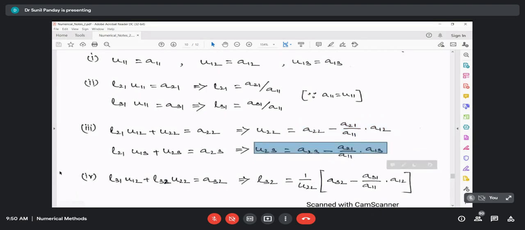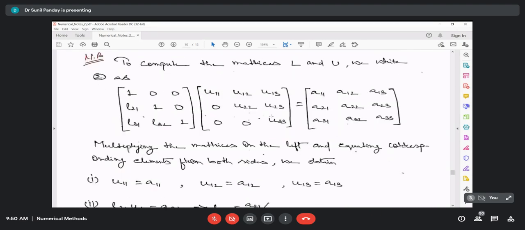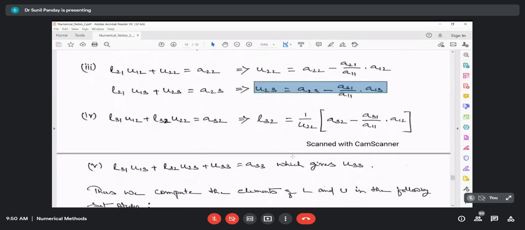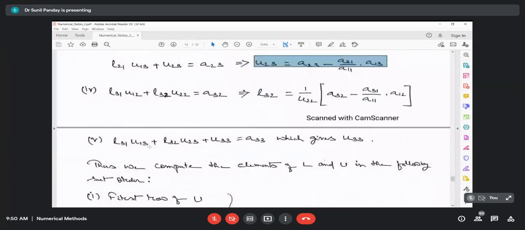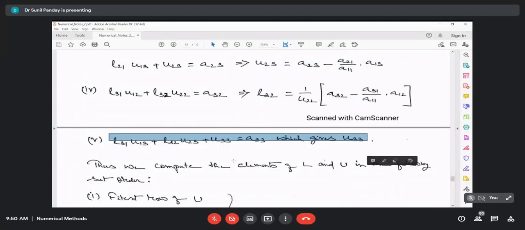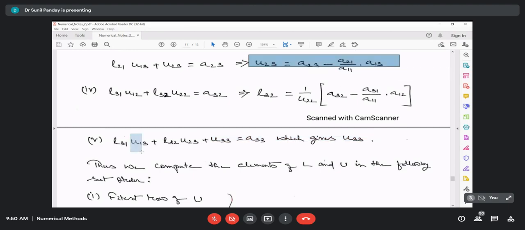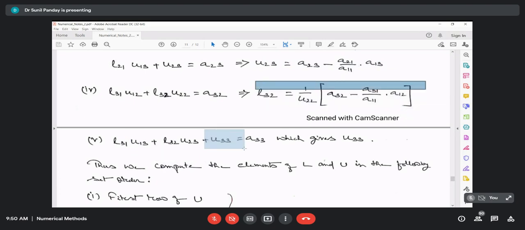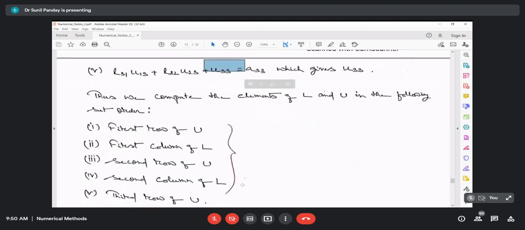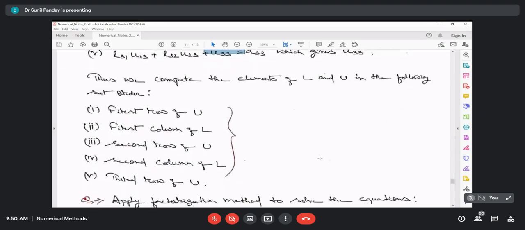Then you multiply the second row to the third column. If you multiply the second row to the third column, you will get this equation. Here again, this U23 is known to us because in the previous step it is there. U13 from the first step is with us and L32 is also here. So we will get U33 also. So this is the procedure for how we calculate the values of U.